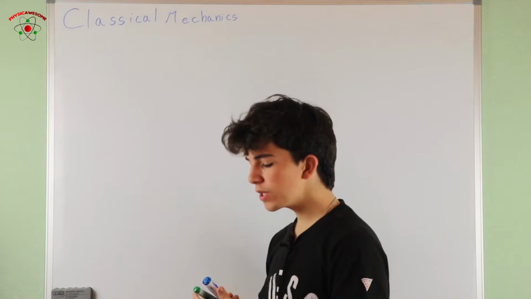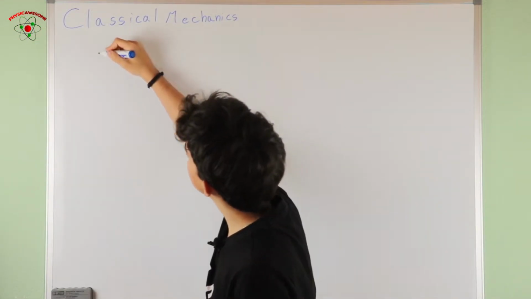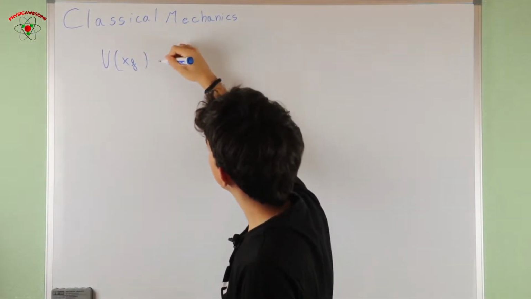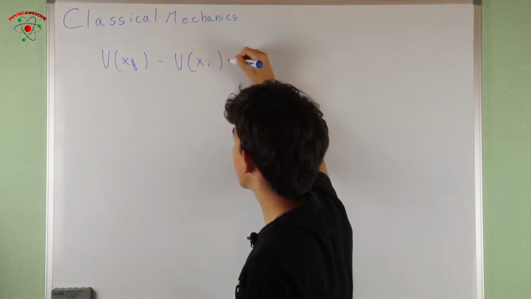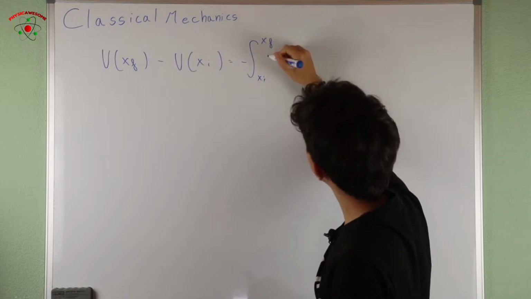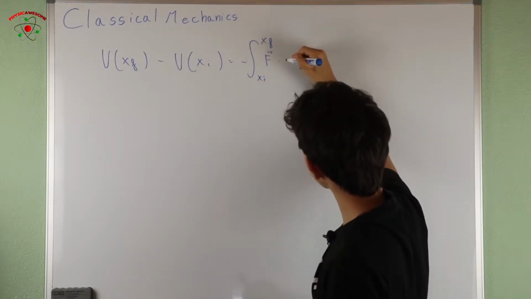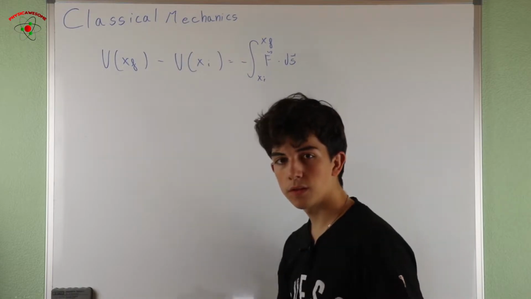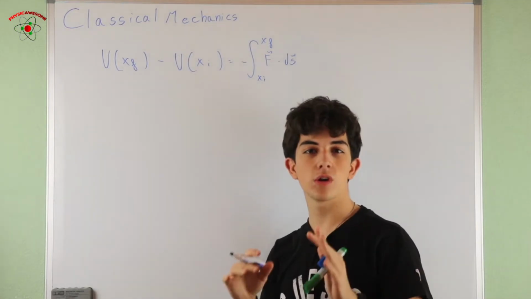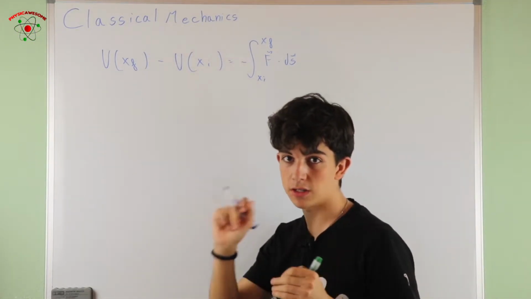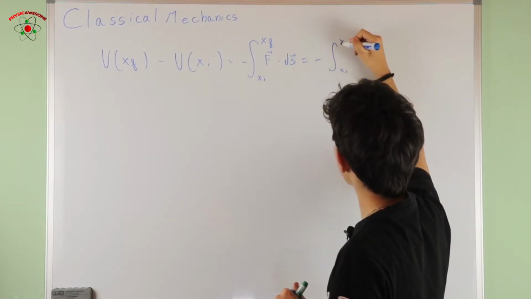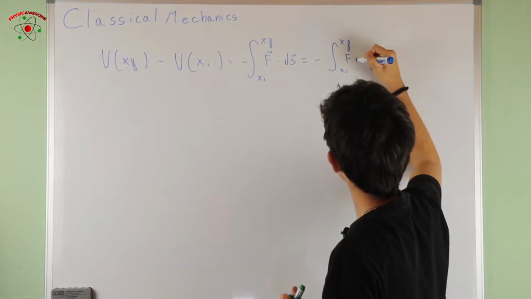So we know that the change in potential, U(x final) minus U(x initial), is no other thing than minus this work integral. So now that we know this, let's assume for a second that we are dealing only with x hat direction motion. So this is going to be minus the integral from xi to xf of F dx.